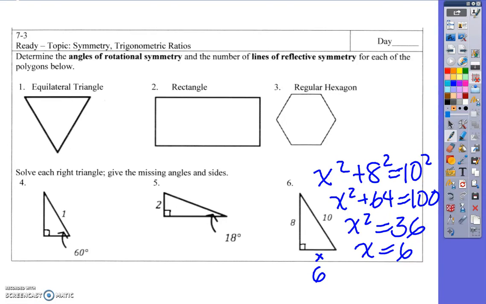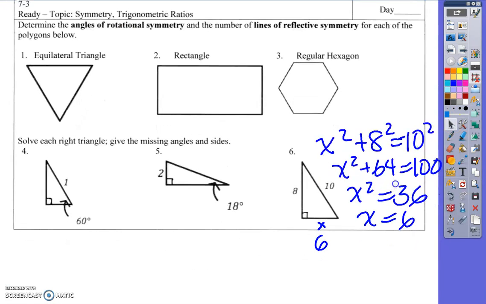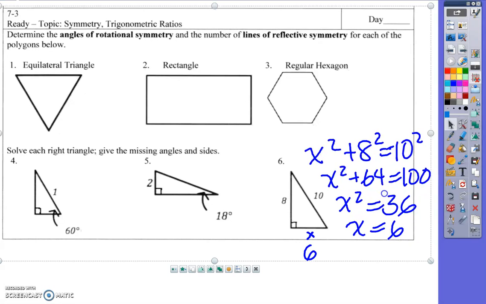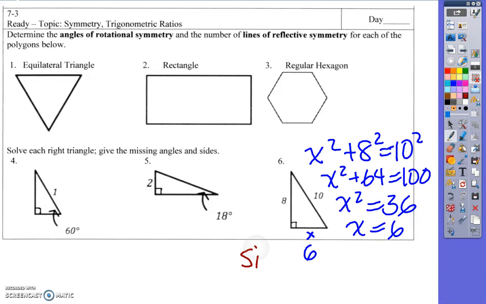Once I have my missing sides, now I have to find my missing angles, which is why I chose this one, because when we took the test on this, we had the hardest time finding the missing angles. So now we're going to find our missing angles by using inverse operations. We'll call this one A. The sine of angle A equals 8 over 10, or 4/5.